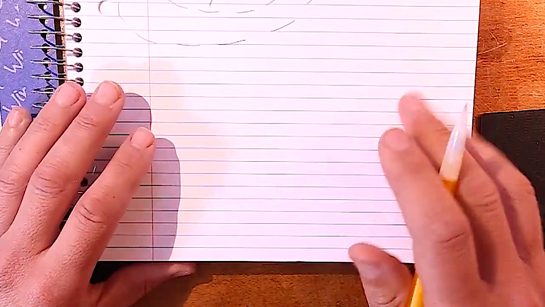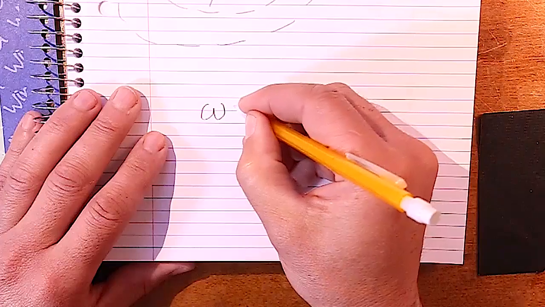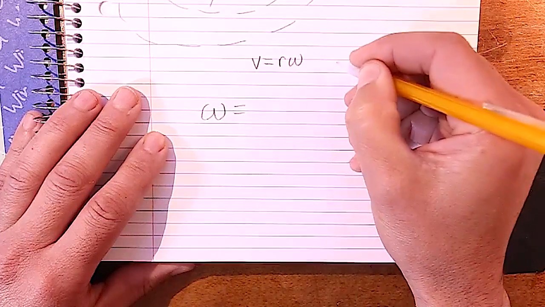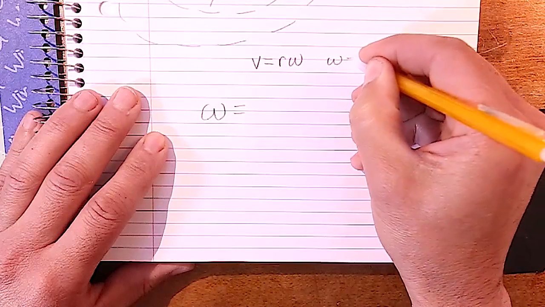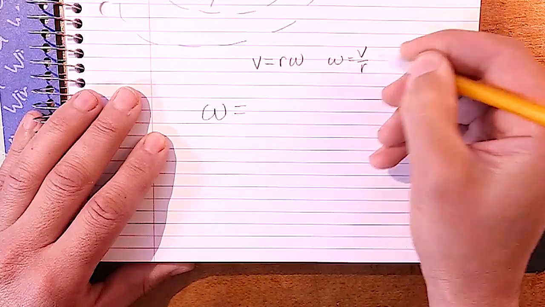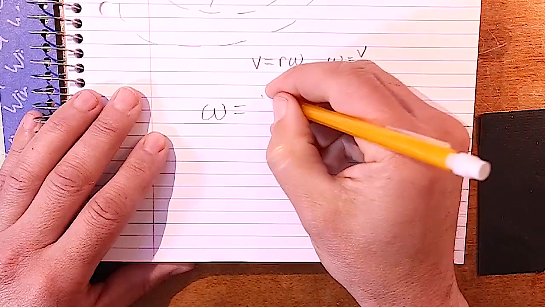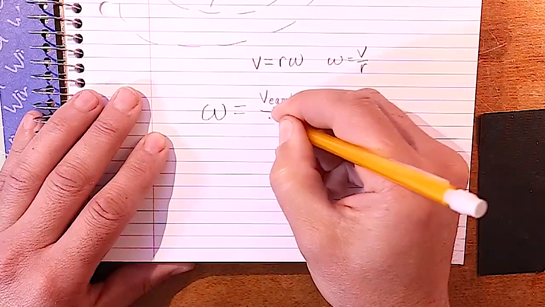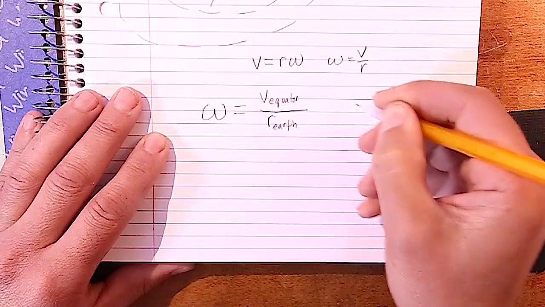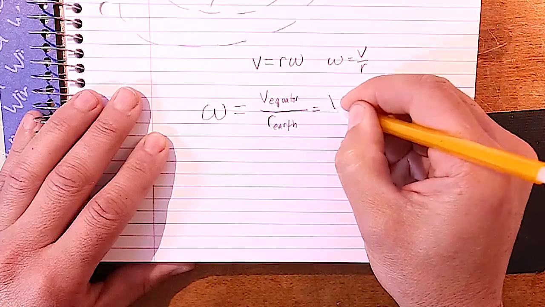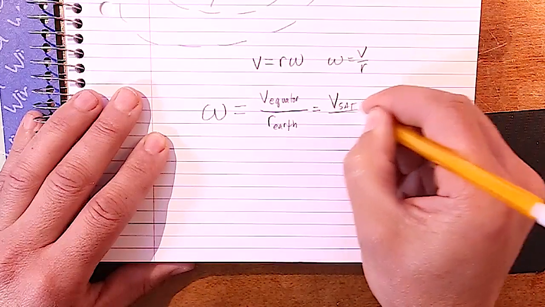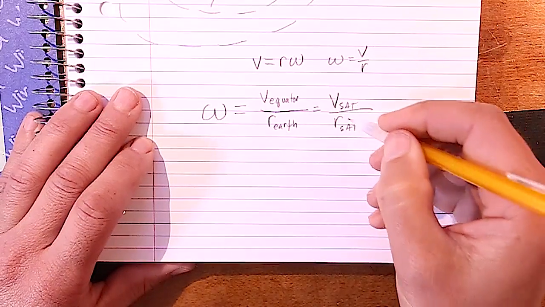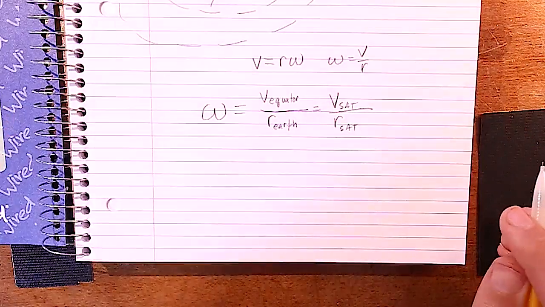So if we wanted to write this out, we would say that those angular velocities must be the same. From v equals r omega, we can say that omega is equal to v over r. That ratio must stay the same. So we could say v at the equator over the radius of the Earth, that's the angular velocity on the surface of the Earth, must be equal to v of the satellite divided by the radius of the satellite out there. You can use this formula to figure out that geosynchronous orbit radius.